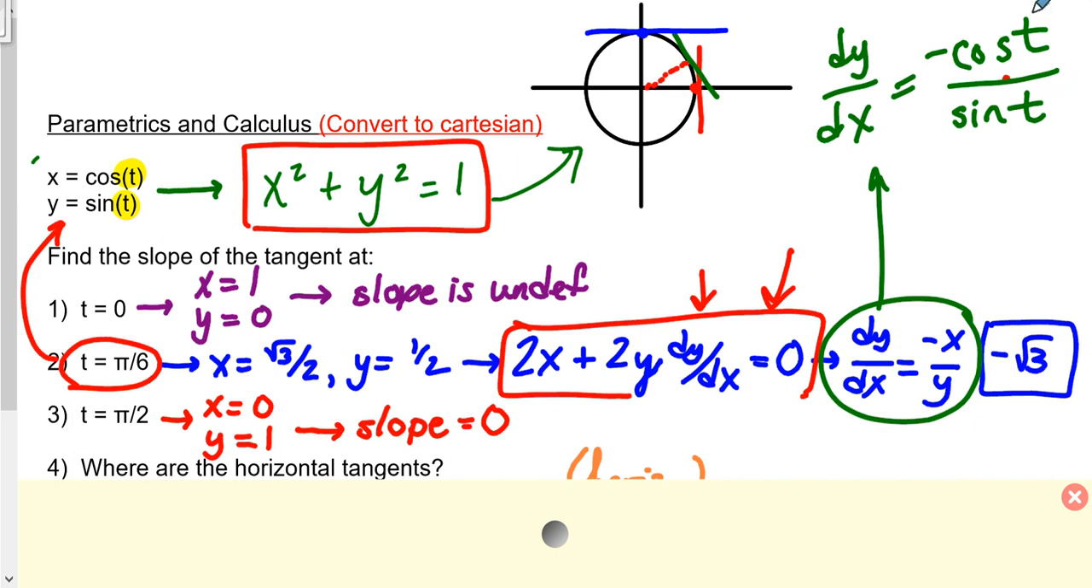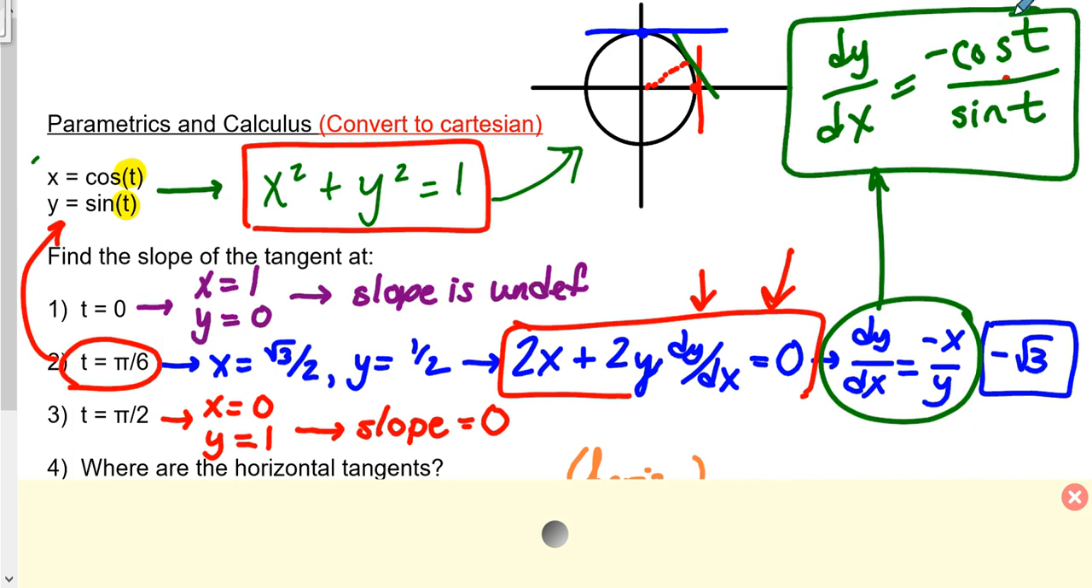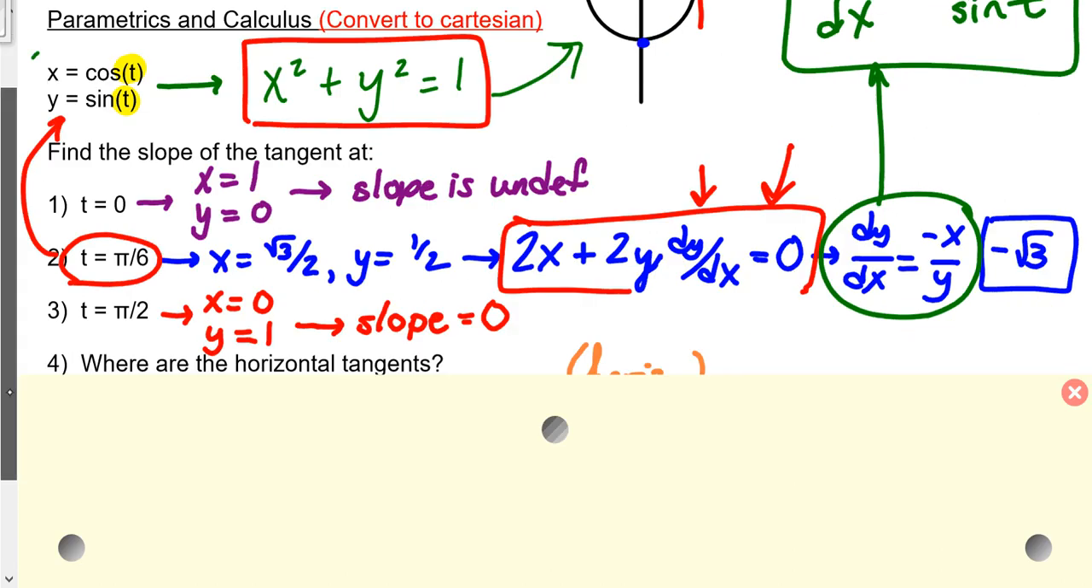All right, but here is an expression for slope in terms of our parameter t. So if I want to know where my horizontal tangents are, I want to know where slope, and slope is dy/dx, is 0. And so if I need this expression to be 0, I need the numerator to be 0, while the denominator is not 0. So I need cosine of t to be 0, which is going to happen, if you think of your unit circle, right here and right here, as I go around and around. So that would be at pi over 2, 3 pi over 2, 5 pi over 2, 7 pi over 2, etc. Okay? And then the next question was, where are the vertical tangents?